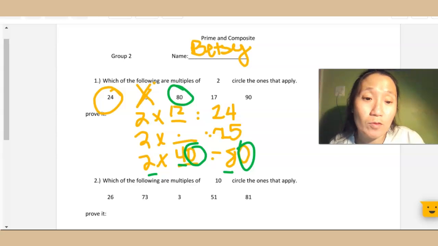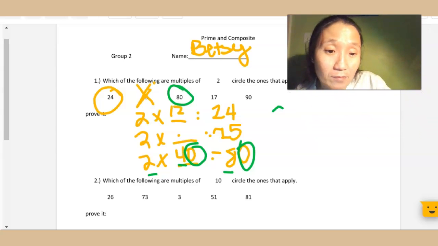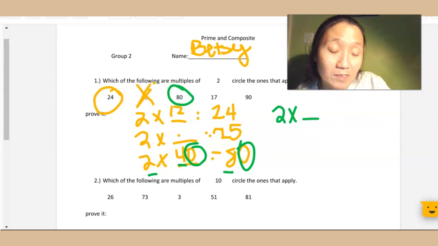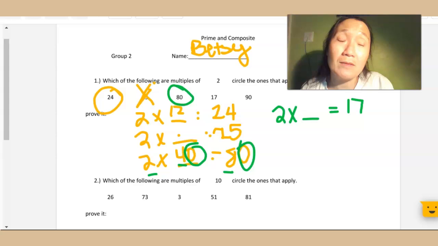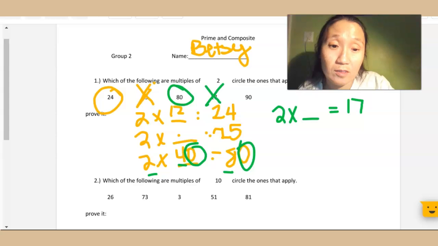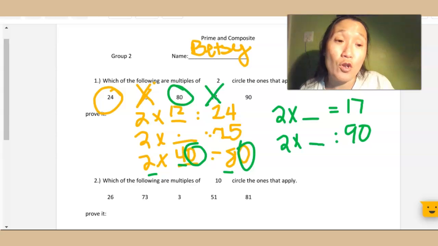17, let's look at it. I'm going to move my picture here. Will 2 times something equal 17? Well, no, because 2 times 8 is 16, and 2 times 9 is 18. This will never work. And then 2 times something equals 90? Nope. Will 2 times anything equal 9? 2 times 3 is 6, 2 times 4 is 8, and 2 times 5 is 10. Nope, nothing here. So this won't work.